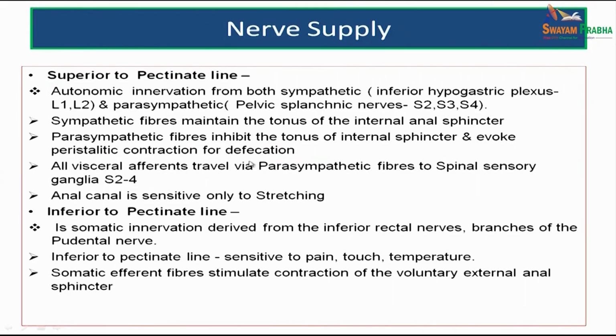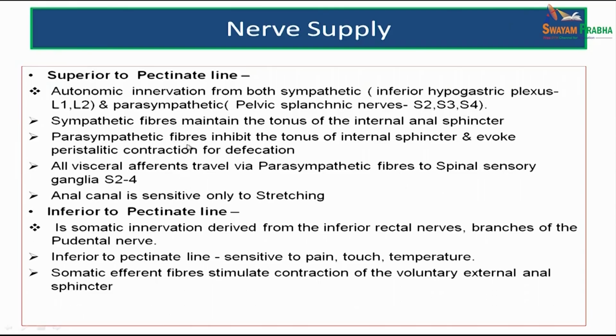Nerve supply also again we will be describing superior to pectinate line and inferior to pectinate line. So, superior to pectinate line, I have told you it is endodermal in origin. It is supplied by autonomic nerves. Autonomic innervation includes both sympathetic coming from the inferior hypogastric plexus and parasympathetic by the pelvic splanchnic nerves S2, S3, S4.